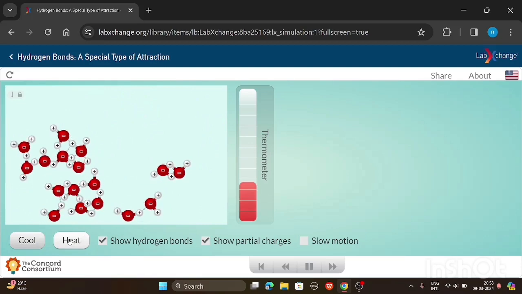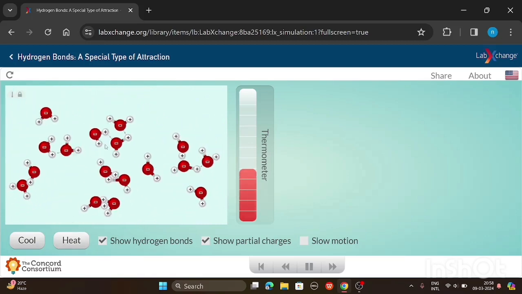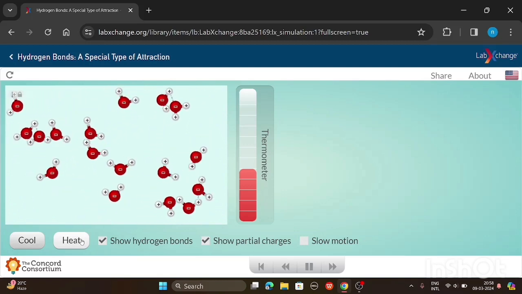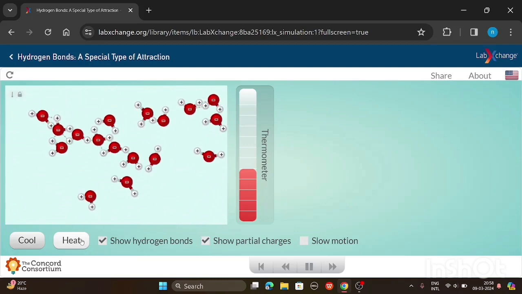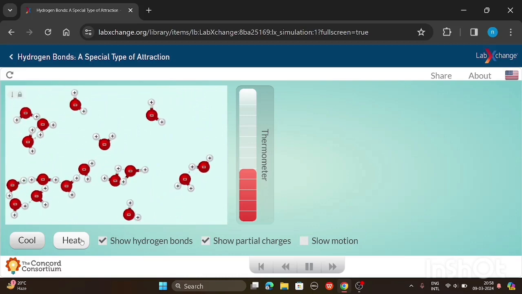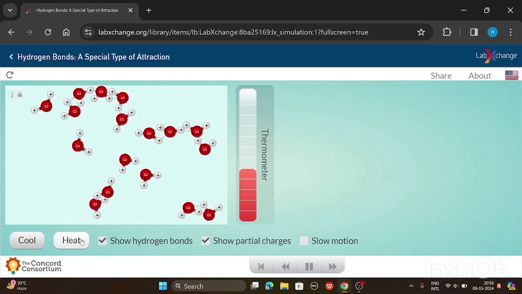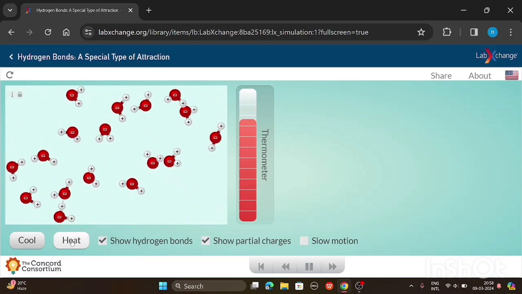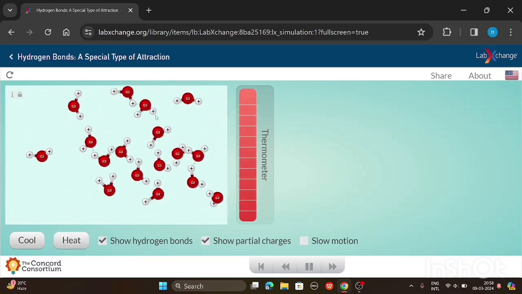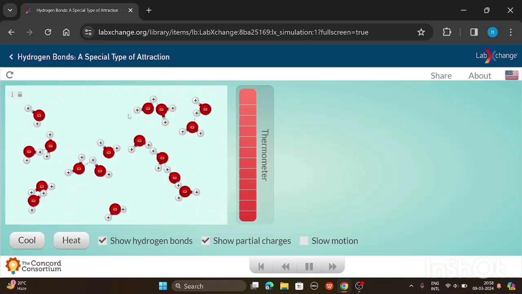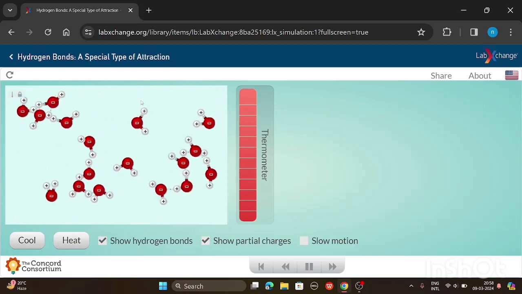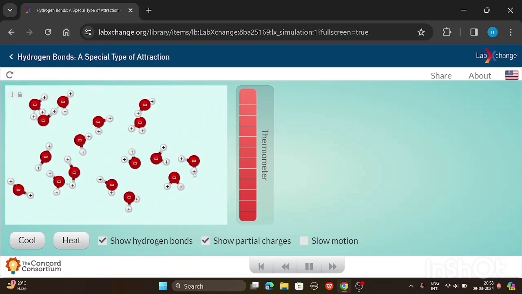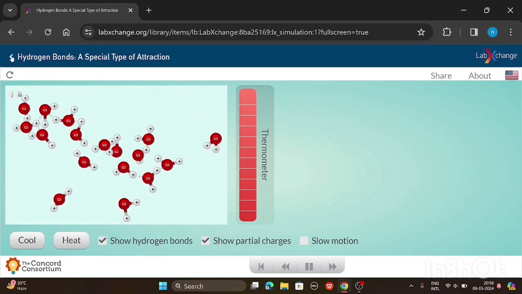We can give more heat energy, and we can see the hydrogen bonds are very weak now. They are dissociating, and the water is at a very high temperature. We can see now the temperature is so high that there is no hydrogen bond. So this is steam, the gaseous form of water. The molecules are separate from each other. So this is what happens with the hydrogen bonding of water with the effect of temperature.